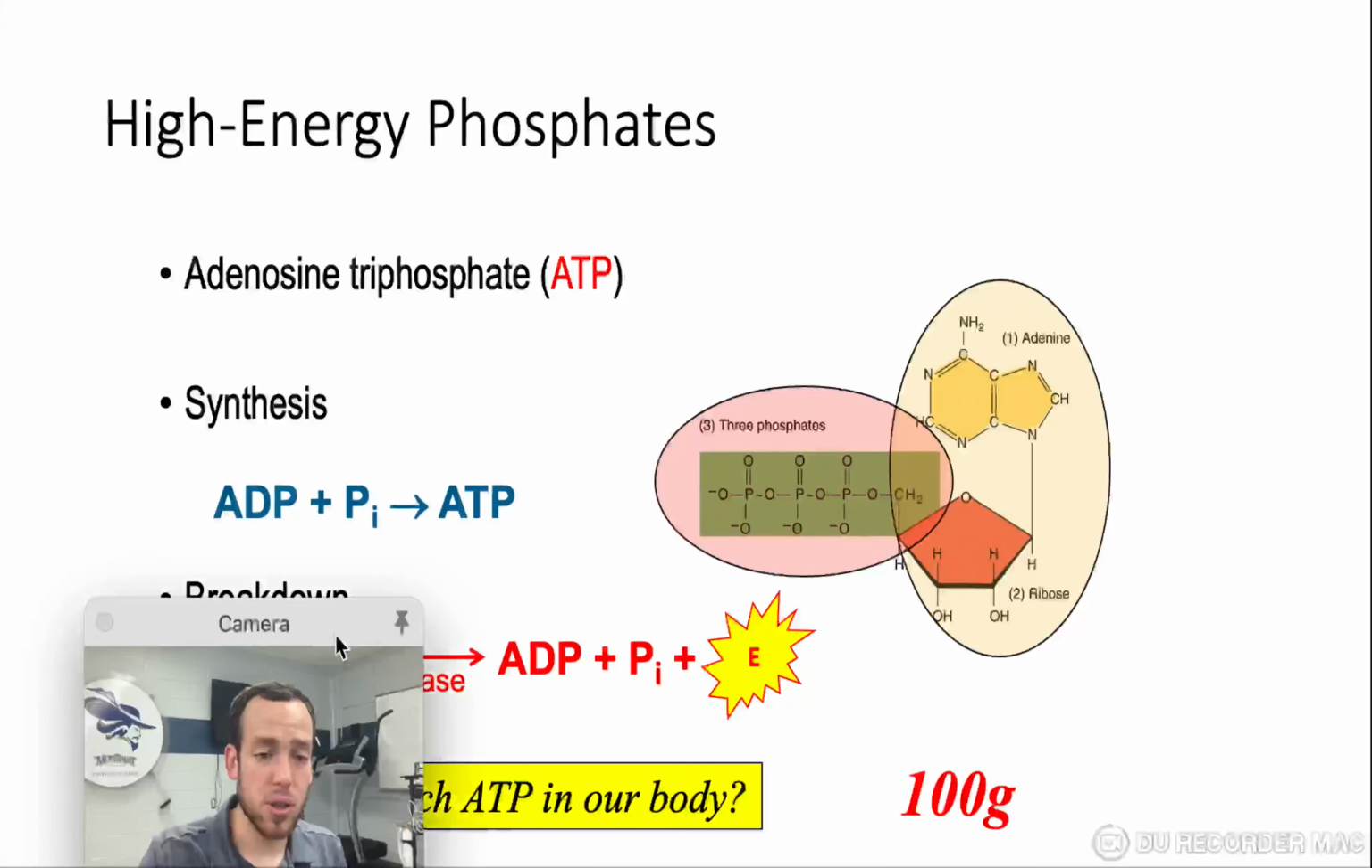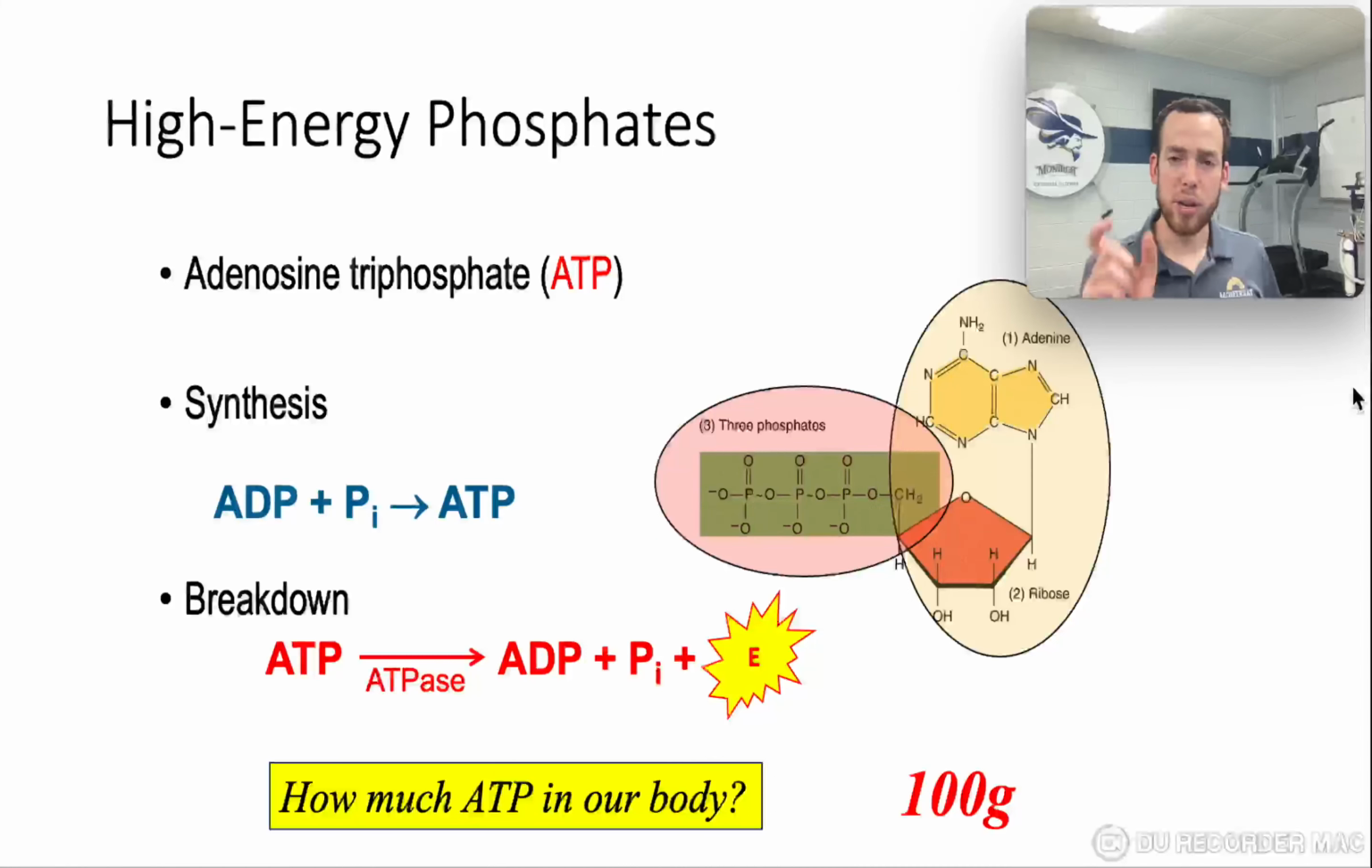So as promised, we have this primary energy currency within our body, and that's called ATP, or adenosine triphosphate. Now, ATP is formed in a pretty logical way. Adenosine triphosphate, so what do you think it is? Well, it's 3 phosphates together. And we can break ATP down using ATPase. What's that? An -ase enzyme. So the enzyme for ATP breaks it down into ADP, inorganic phosphate, and energy.